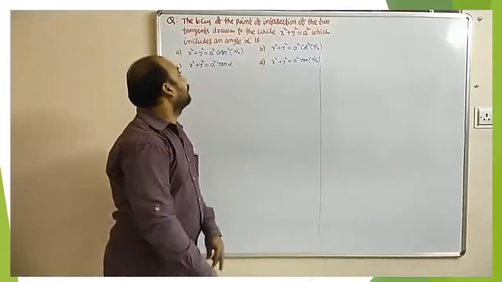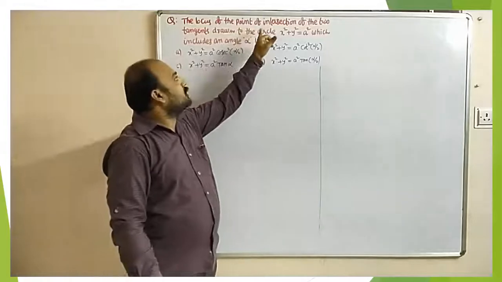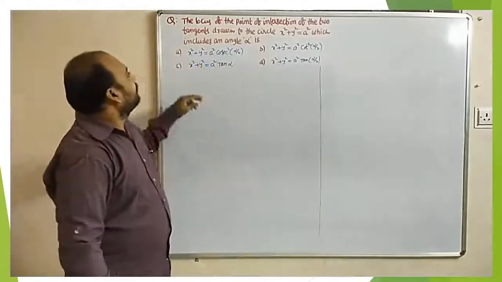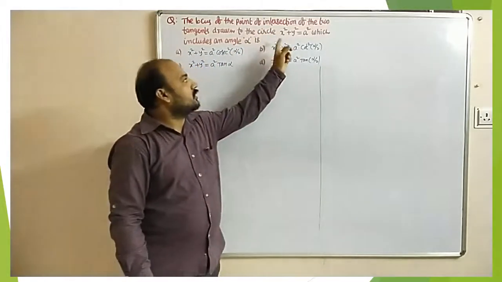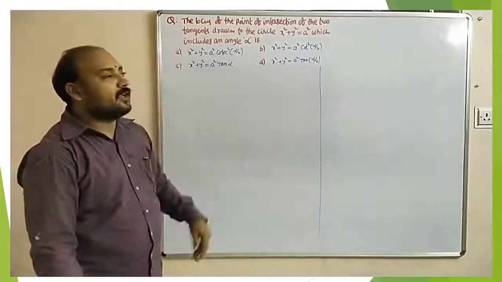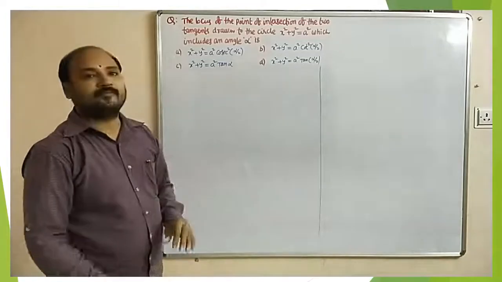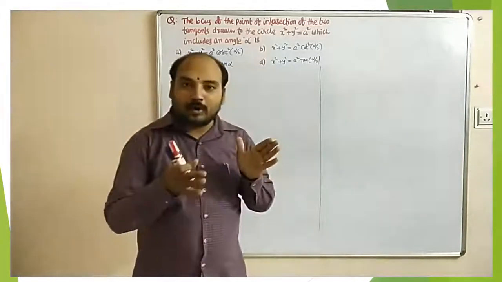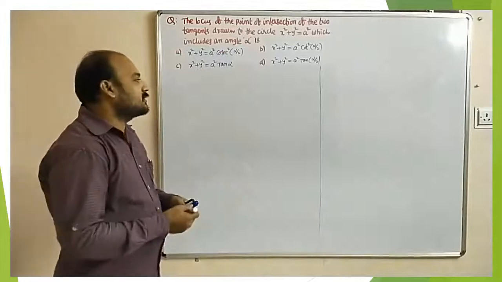We'll move to the next question. The locus of point of intersection of two tangents drawn to the circle x square plus y square equal to a square, which include an angle alpha, is. So these are the options. Here the question is related to angle between the tangents.